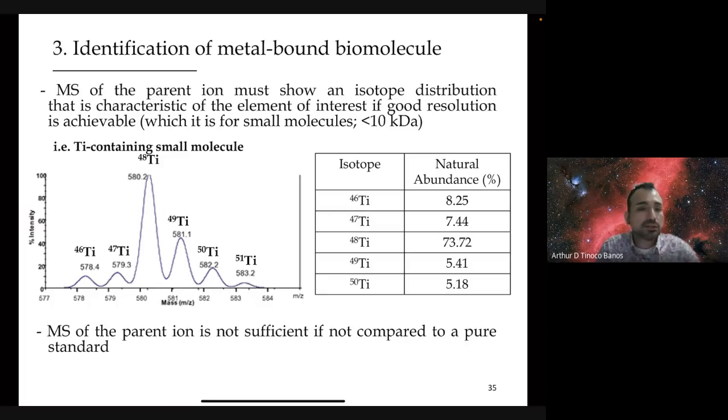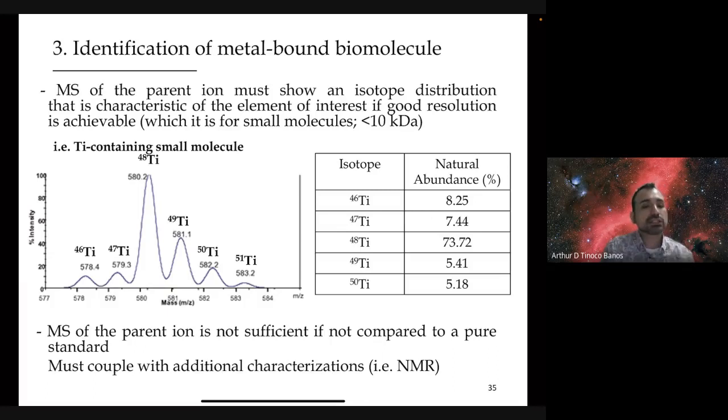Okay, so the MS of the parent ions can sometimes not be sufficient if not compared to a pure standard, but again, having a pure standard is often not readily available. But I do suggest coupling with another technique, for instance, NMR, in order to analyze these type of samples.